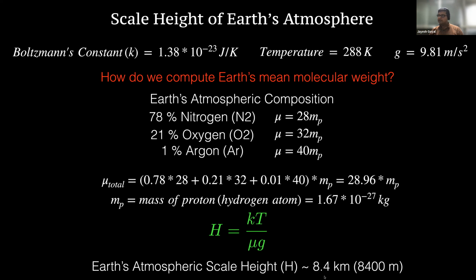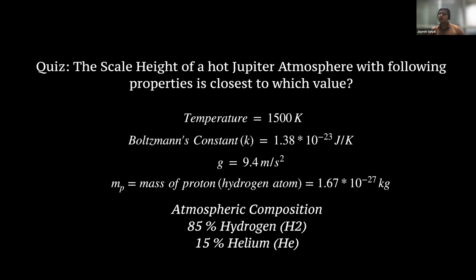Now there is a quiz that is coming for you. If you do the same calculation, say there is a planet called a hot Jupiter, which is a massive planet made up of 85% hydrogen and 15% helium. I am giving you the temperature also. Could you all please compute the scale height of this hot Jupiter planet and type your answers in chat.